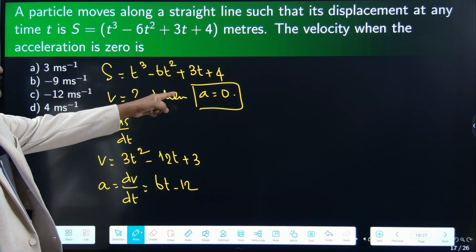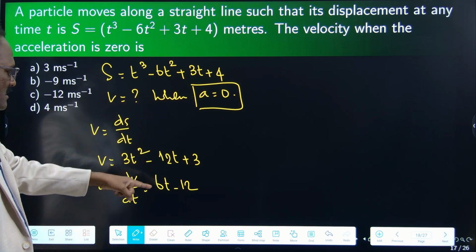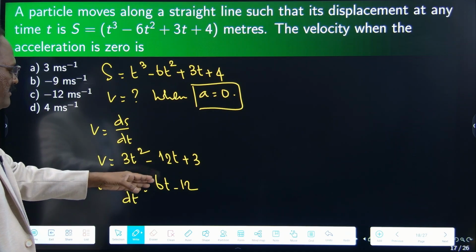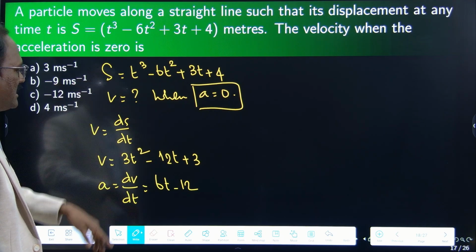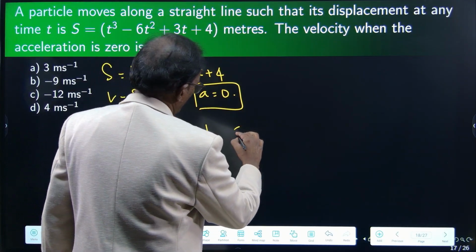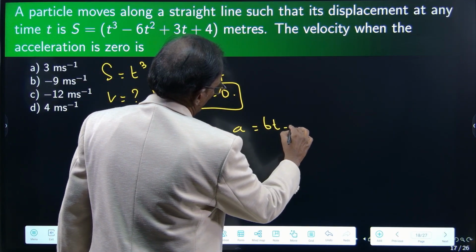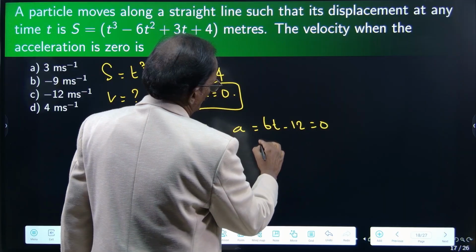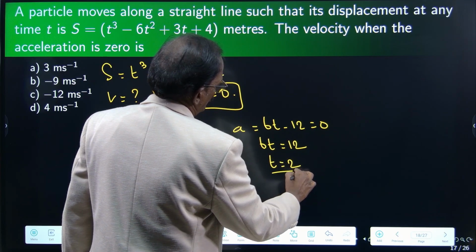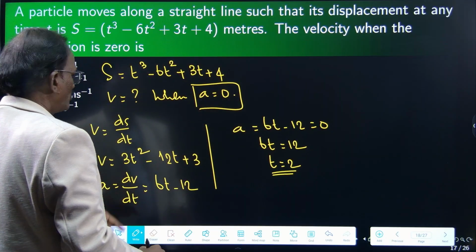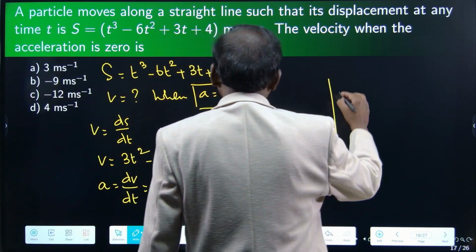A is equal to 0, it is given. From here we will find what t is. Then if we put t here, we will get the answer. A is equal to 6t minus 12, that is 0. So 6t is equal to 12. T is equal to 2. If I put t equal to 2 here, we will come to the answer.